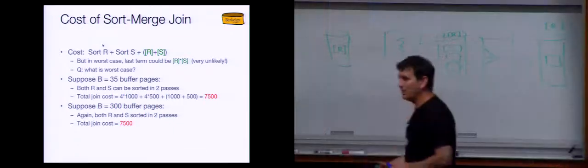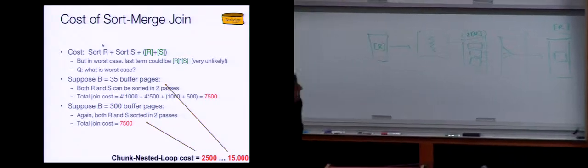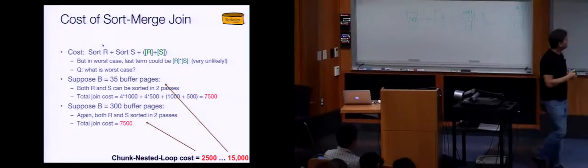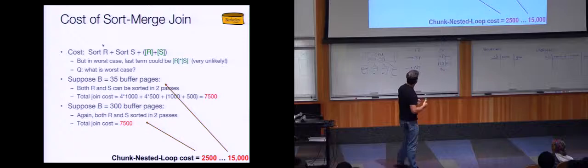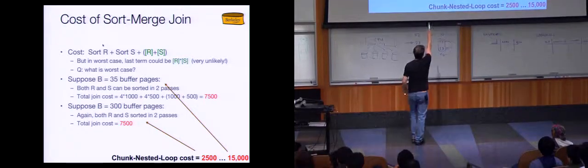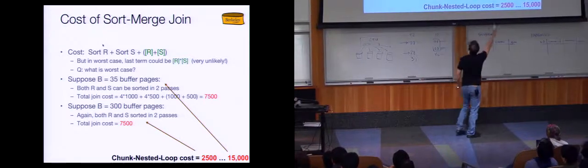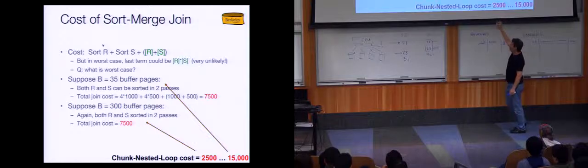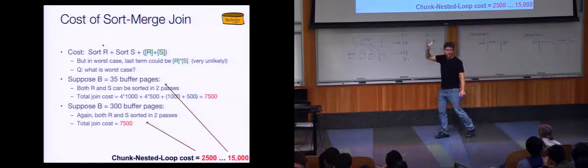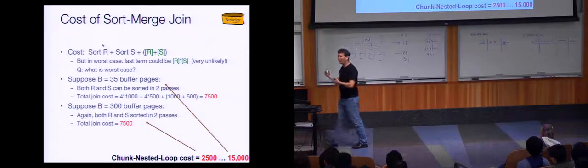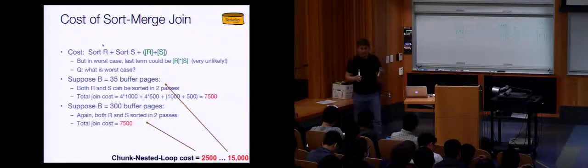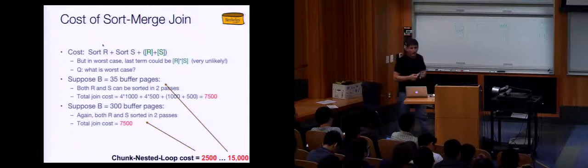All right, but we can do a little bit better than that. Oh, and just to compare the costs, chunk nested loops join, I think, was 2,500. So we're not beating chunk nested loops join when you have 300 buffer pages. But if you only have 35 buffer pages, we're actually doing better than chunk nested loops join, which is just to highlight the point that there's not a clear winning algorithm among these. It all depends very often on how much RAM you have, how big your relations are, whether one relation is much bigger than another, and so on. And so most systems implement more than one of these algorithms.